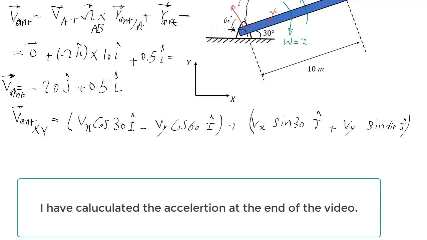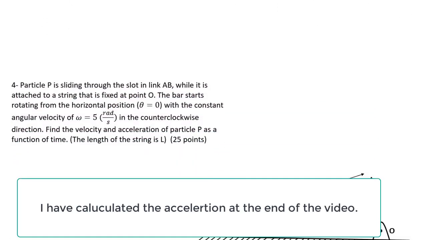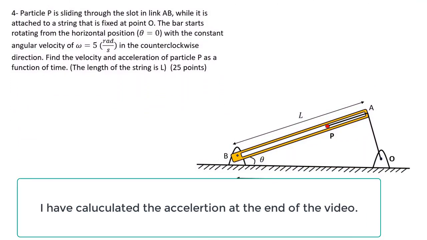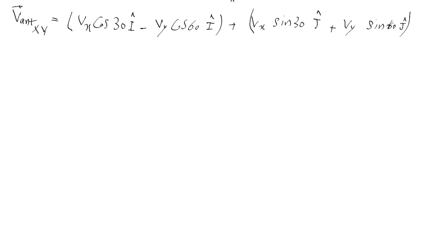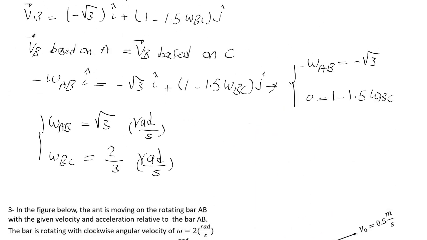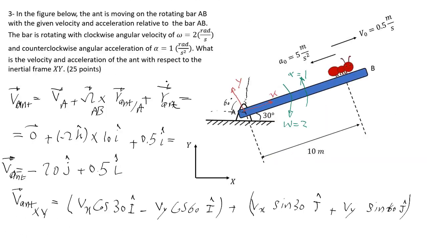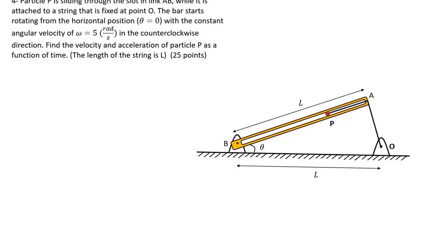Let's go to question number 3 here. So in question 3, we have particle P sliding through the slot in link AB. This is actually, I think, question 4. Did we pass the question? Oh, so this was the third question that we solved, and this is the last question we had.